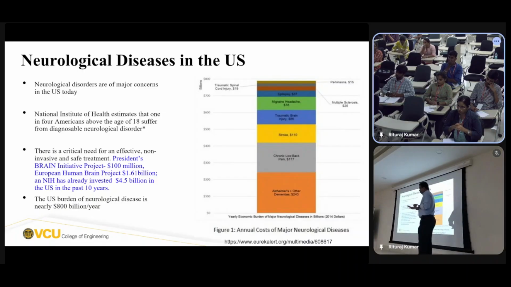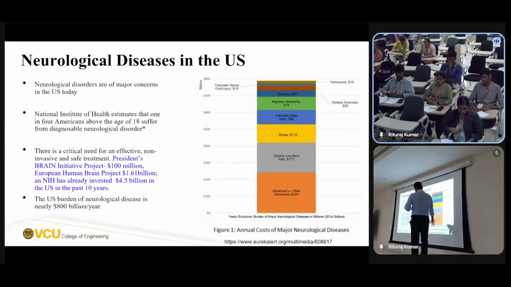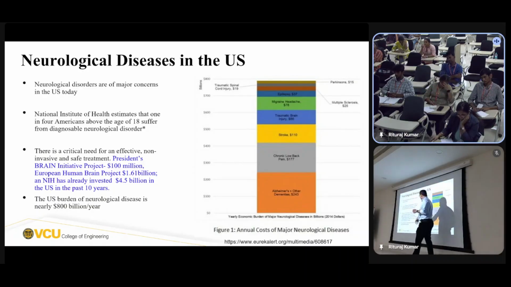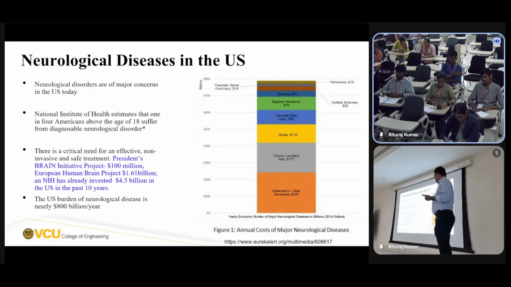So all over the world, governments are putting a lot of money into brain research. Here are just some numbers. In the US, the National Institutes of Health has invested about 4.5 billion, about 5 billion now, for brain research. There is the European Human Brain Project as well, and every year there is the Japanese Brain Initiative as well. So is China, and I'm sure India has one too.